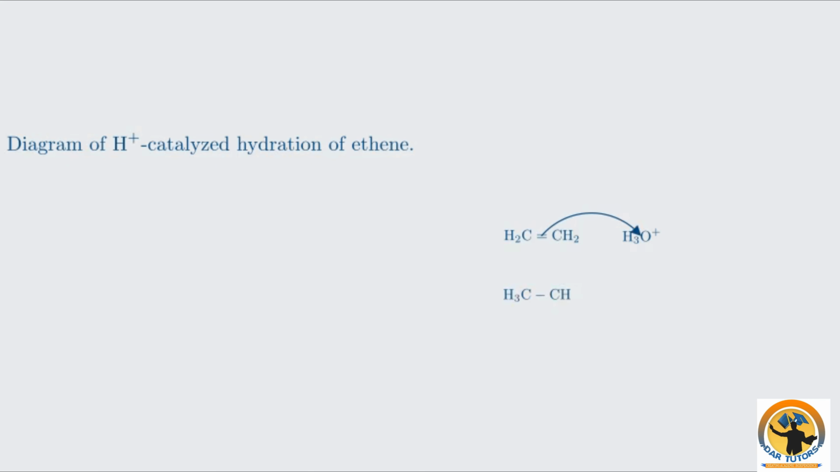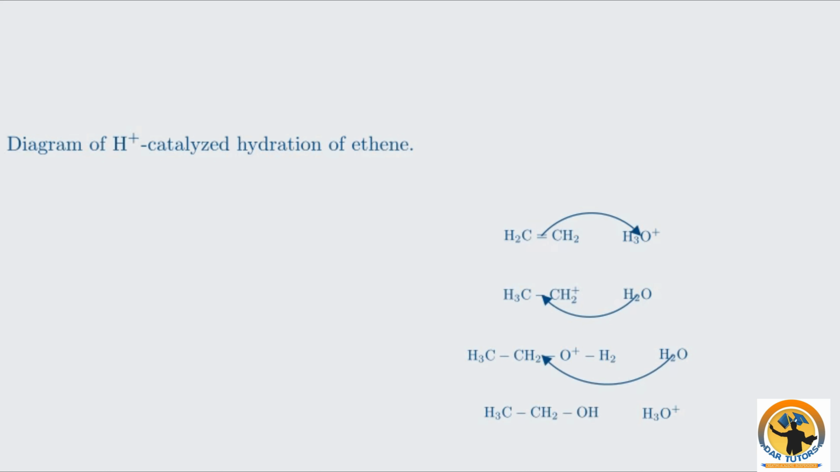Next, let's look at the addition of water, also known as hydration. Water itself is not a strong enough electrophile, so this reaction requires a strong acid catalyst, like concentrated sulfuric acid. The acid protonates the water to form H3O+, the hydronium ion, which acts as the electrophile. The pi bond attacks the H3O+, forming a carbocation. The water molecule then acts as a nucleophile, attacking the carbocation to form a protonated alcohol. Finally, another water molecule deprotonates the product, regenerating the H3O+ catalyst and forming the final alcohol.